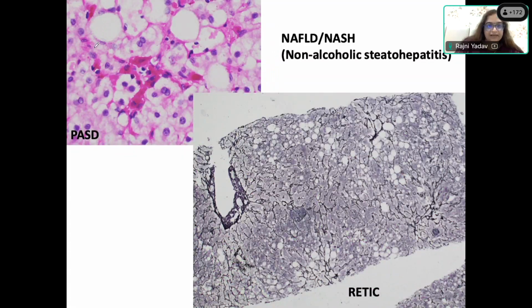Then if we see the PAS with diastase stain in this case, see this pink material, this is ceroid. So ceroid-laden macrophages are highlighted with the PAS with diastase. And then in the reticulin, see, this is the portal area, there is some sparing around that. Then this is our fat, and it actually disturbs the reticulin framework a little. So we have to see in the trichrome stain how much fibrosis there is.